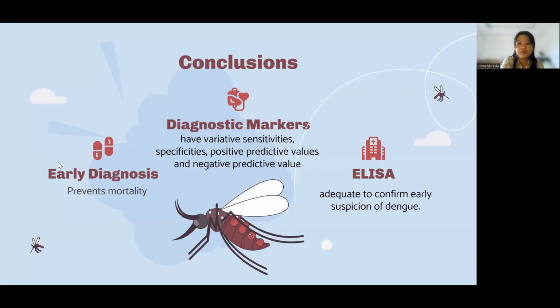I would like to continue with the conclusion of our student project. First and foremost, early diagnosis is important to reduce mortality rates in patients regardless of age, whether pediatric patients or elderly patients, in the case of dengue. Secondly, each diagnostic marker, whether NS1, IgG, or IgM, has different sensitivities and specificities. Therefore, each function can be different and variable among researchers. Last but not least, the ELISA kit is adequate to confirm early suspicion of a diagnosis of dengue.